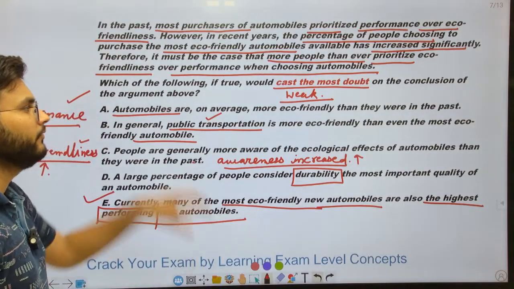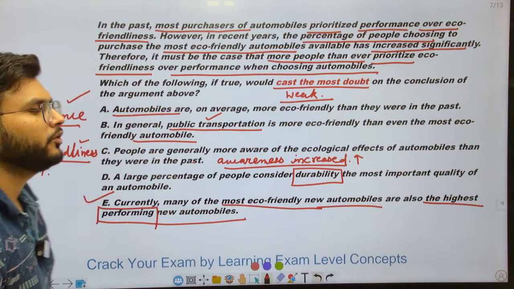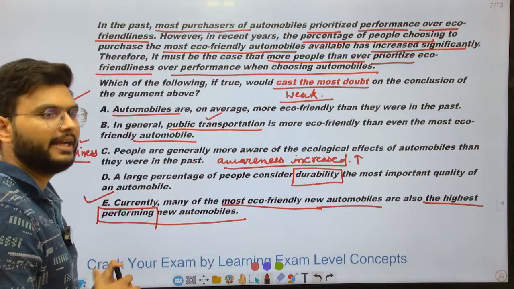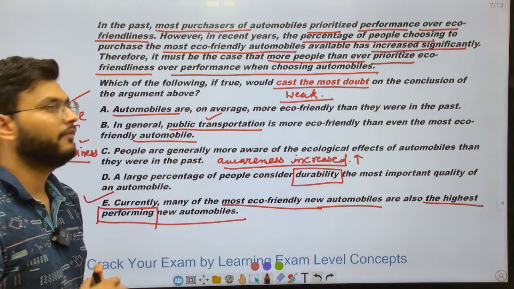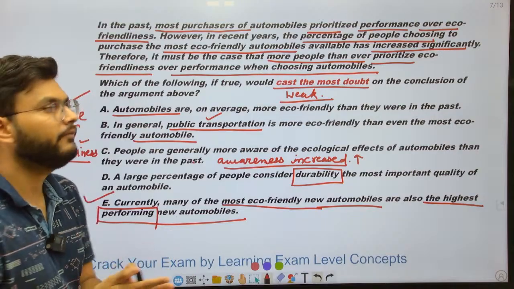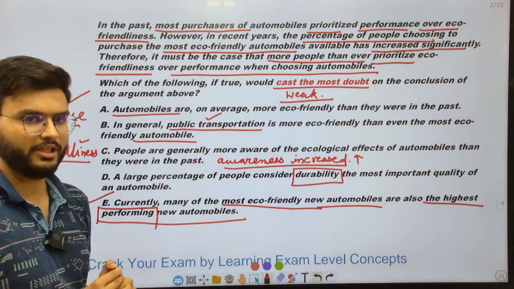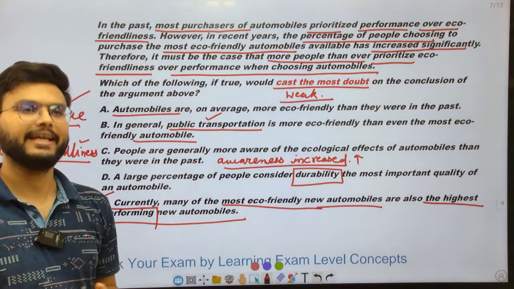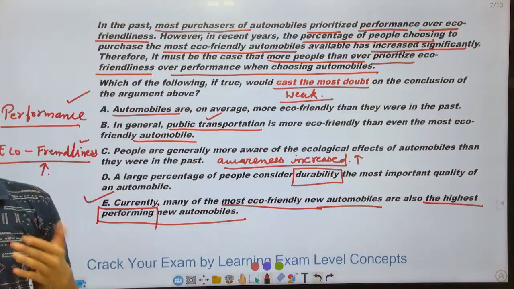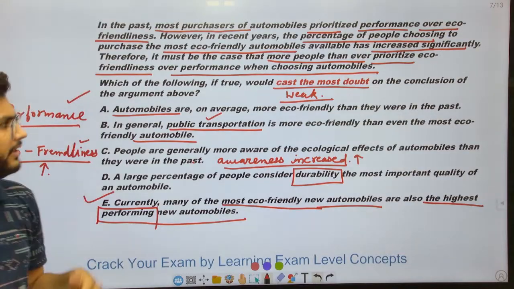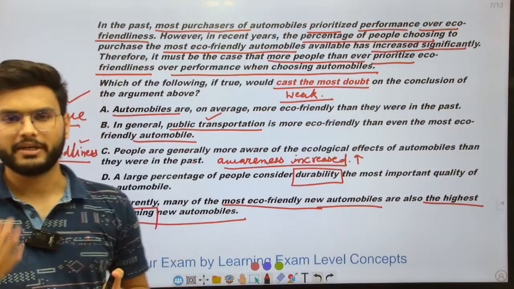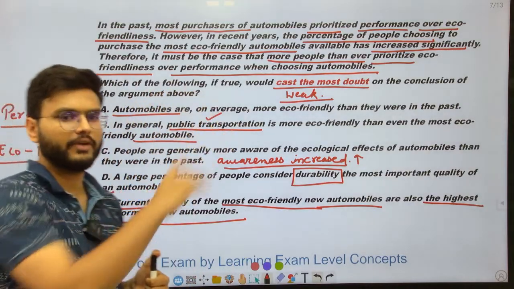Clear? So we will also solve weaken the argument type of questions, and I will also tell you how we can tackle these kinds of questions when we are doing weaken the argument questions in particular. This is just an introduction for you to get an idea of what kind of questions critical reasoning has and how we approach them. What are the factors we need to keep in mind? We are talking only about those kinds of factors.